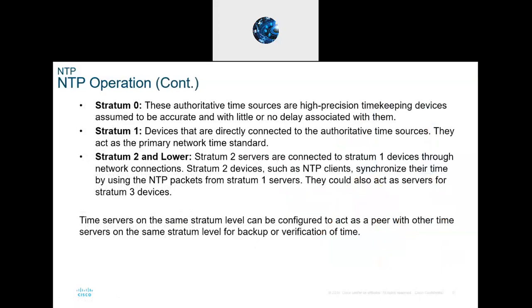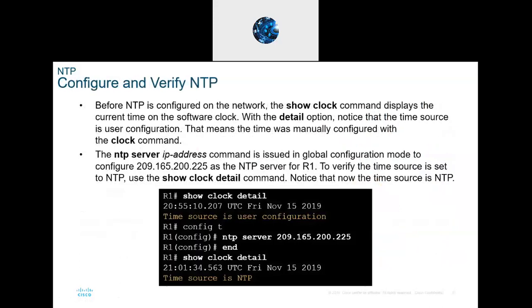So stratum 0 is the authoritative, the high precision timekeeping devices assumed to be accurate with little or no delay associated with them. And you can have one that is directly connected to the authoritative time sources, and you can have 2 and then lower, 2, 3, and so on and so forth. So let's just see how this thing works. So how do we configure and verify this thing?